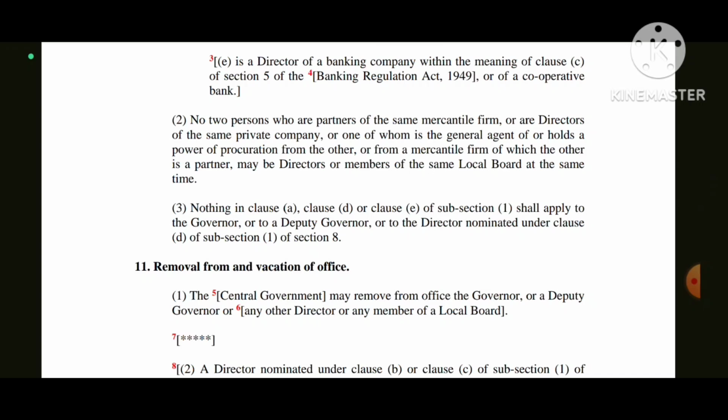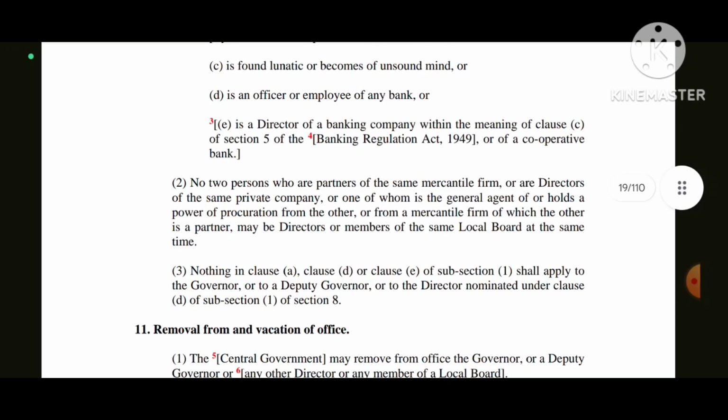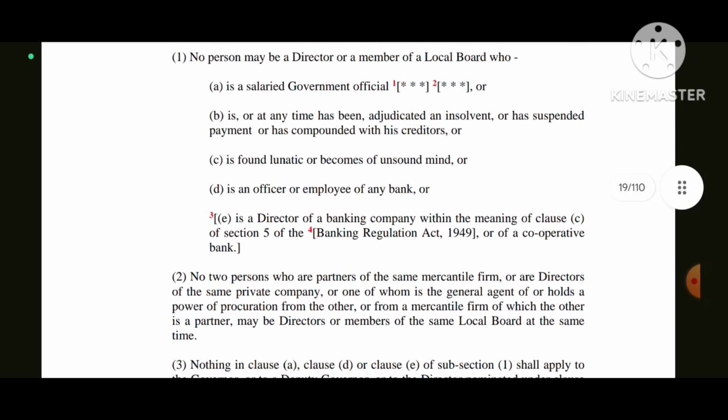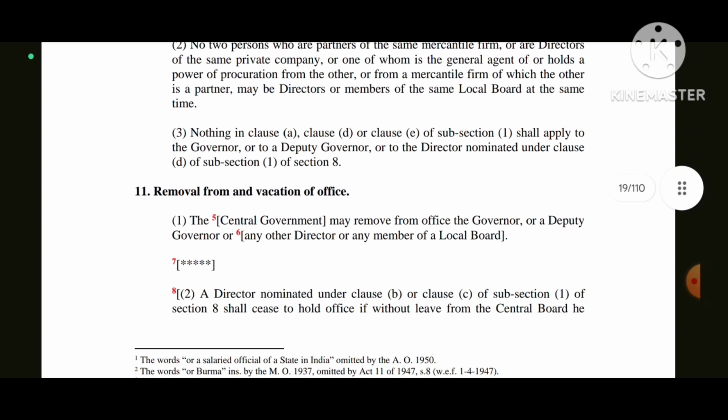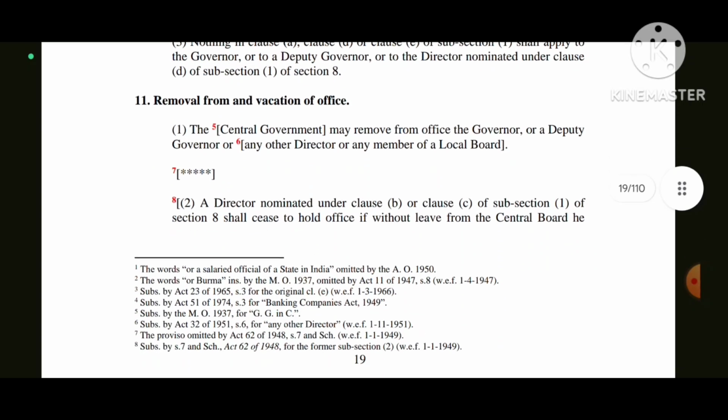Those are government officials, so this clause cannot be applied to them, and also to the governor and deputy governor, since the governor and deputy governor are salaried government officials. They are mostly IAS, IPS officers only. Most probably they are nominated as the governor. So this clause cannot be applied to them.